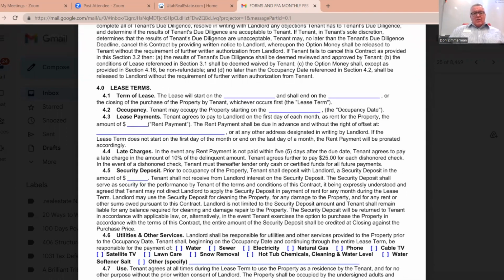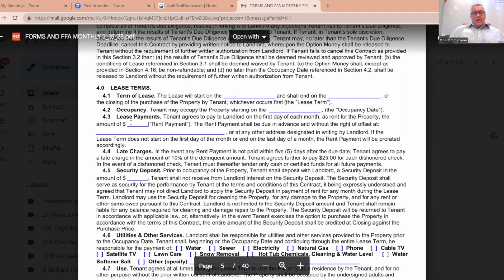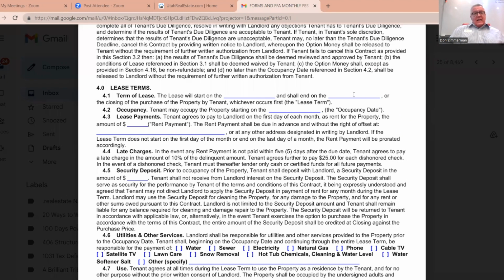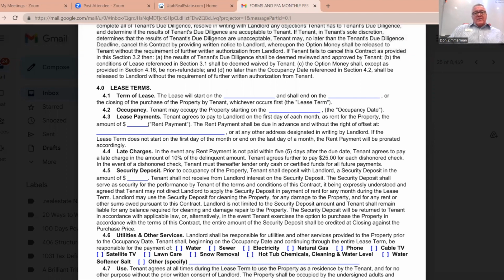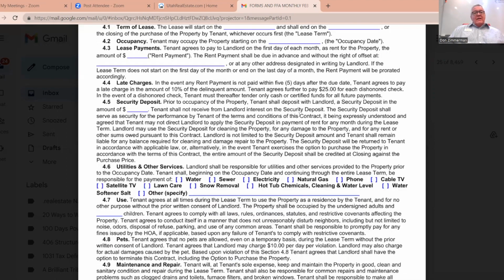Then you come to the lease terms. The lease terms, you need to read through this very carefully. The term of the lease will start on such and such a date, and it shall end on such a date, or it will end on the closing of the purchase of the property by tenant, whichever occurs first. That's considered the lease term. Occupancy: tenant may occupy the property starting on blank date. And then the lease payments.